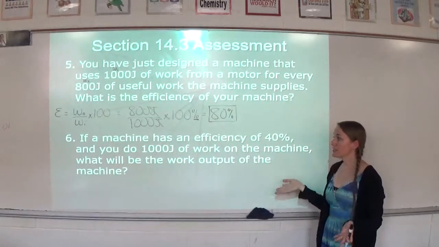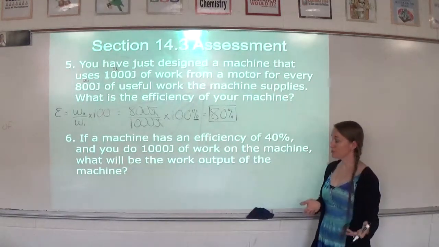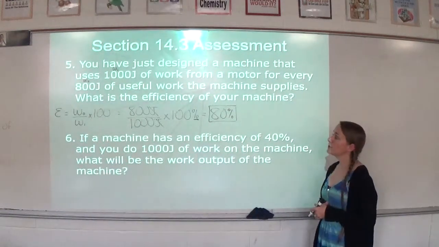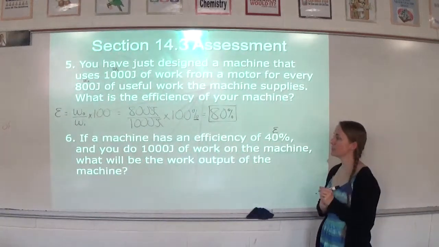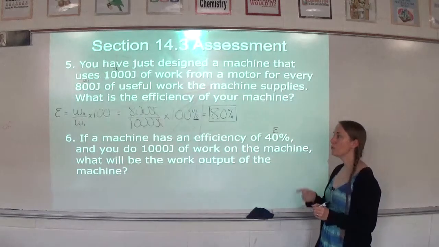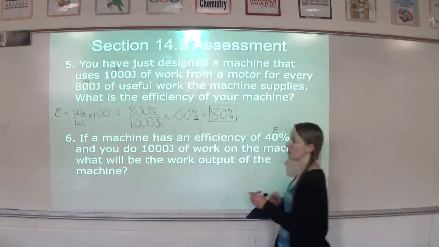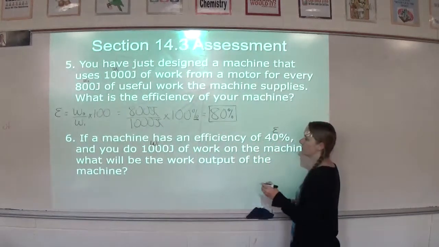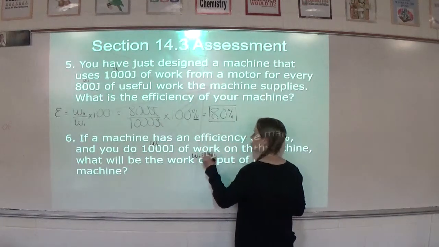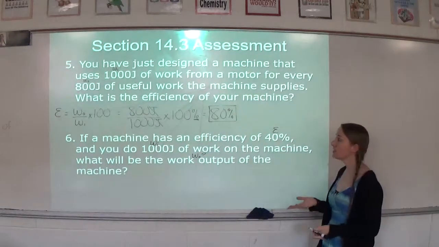Again, try number 6. You are going to have to rearrange it, but you need practice rearranging, and then we'll look at it together. It says if a machine has an efficiency of 40%, and you do 1,000 joules of work on the machine, so that's my work input, what will the work output of the machine be? This time we're actually looking for work output instead of efficiency.